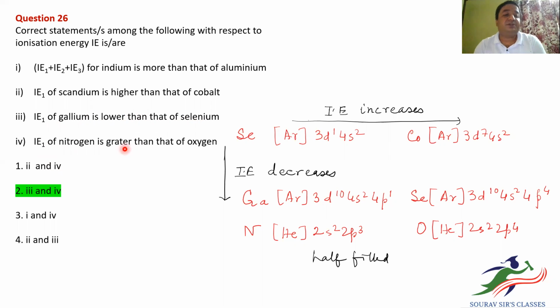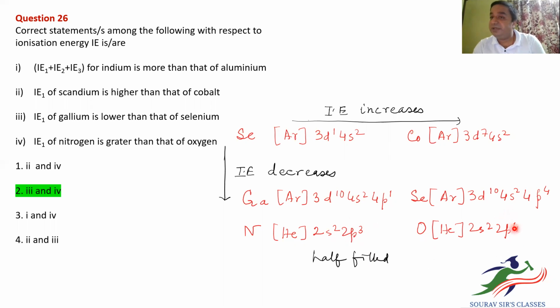IE of nitrogen is greater, should be greater, I missed the E, than that of oxygen. Why so? This is true. If you write the electronic configuration of nitrogen and the electronic configuration of oxygen, what you can see over here is that nitrogen has maybe less Z effective than that of oxygen, but here the 2p3 is half filled. That means it has much higher exchange energy than that of oxygen. For this simple reason, because the p orbital is half filled, oxygen is not having a half filled or completely filled configuration. So this is unstable.